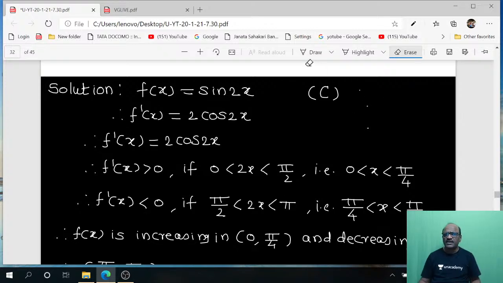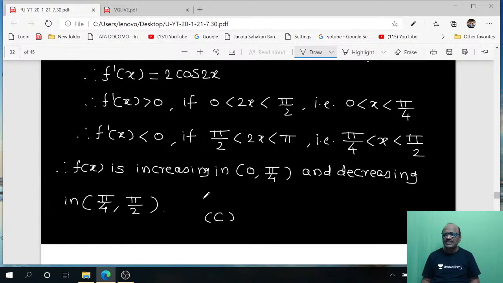Therefore we write here that 2x lies between pi by 2 to pi, and that's why we divide both sides of this inequality by 2 again, then you will get x lies between pi by 4 to pi by 2. Hence f of x is increasing in the interval 0 to pi by 4 and decreasing in the interval pi by 4 to pi by 2, and hence option C is the correct one.